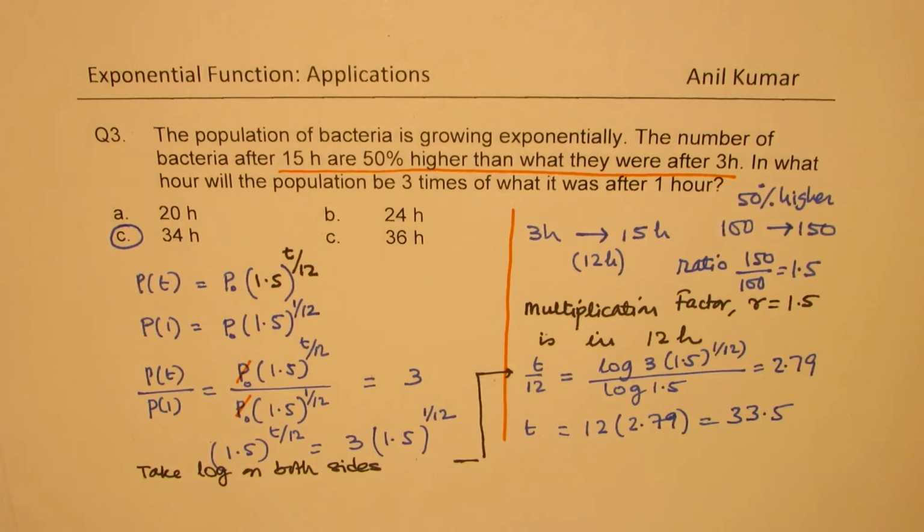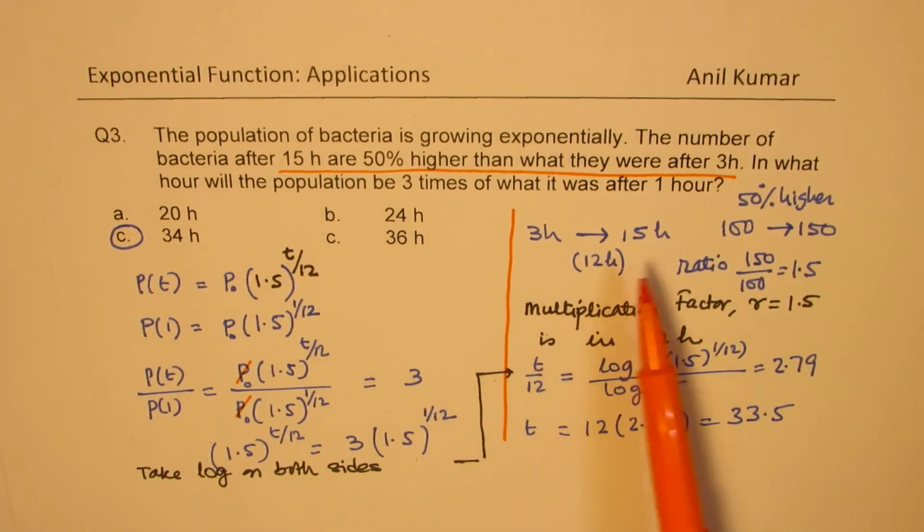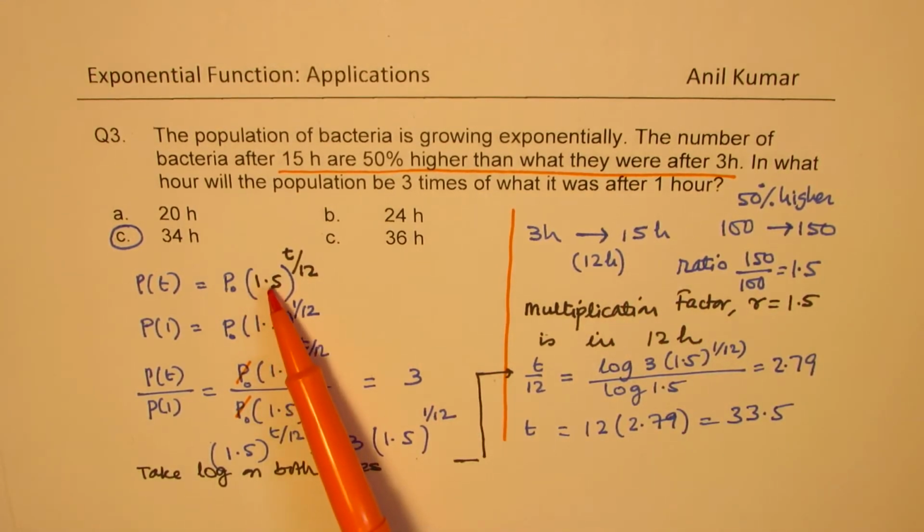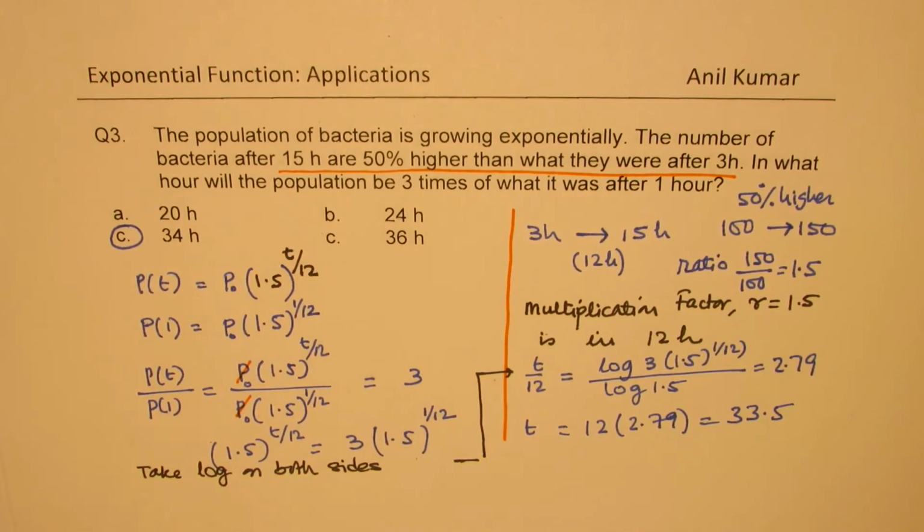And that is how we are going to solve it. So I hope it is absolutely clear. So have a good look at it. Also understand how we got this equation, the factor of 1.5 and this exponent T over 12, right?